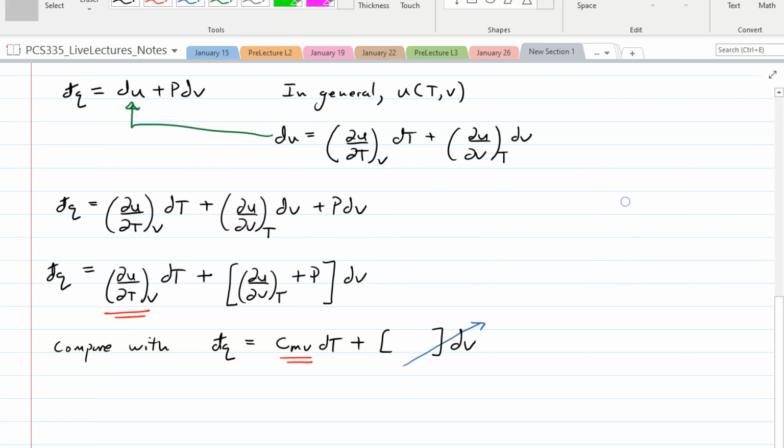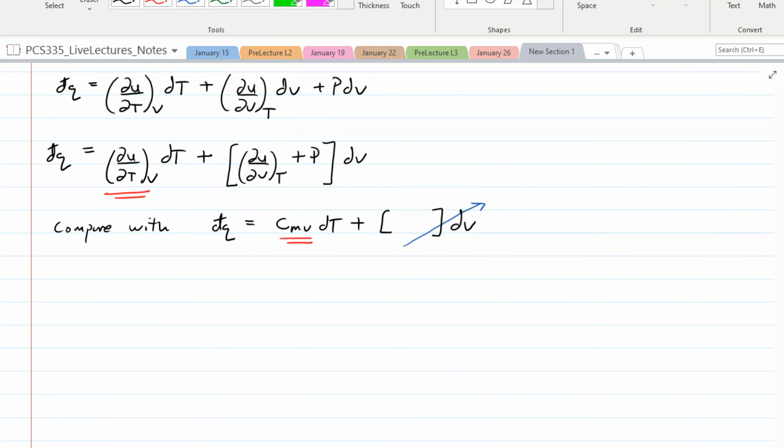And I don't really need this other thing. This term is equal to this term, but that is not really relevant for us. So this was the argument we used to derive that cmv was du dt at constant v. In general, this is not just for an ideal gas, this is generally true.